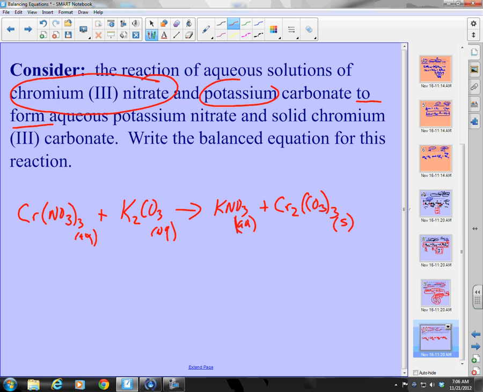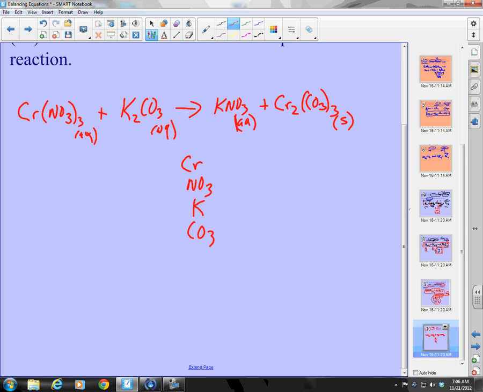Okay, I'm going to make my little table: Cr, keep my nitrates together, K2 or K, keep my carbonates together. Got it. All right, let's start over here. I'm going to assume that I start with a 1 here. If I start with a 1 there, I have 1 chromium and 3 nitrates on my left side. Over on my right side, I have 2 chromiums already. Oops. Well, that's not going to work.